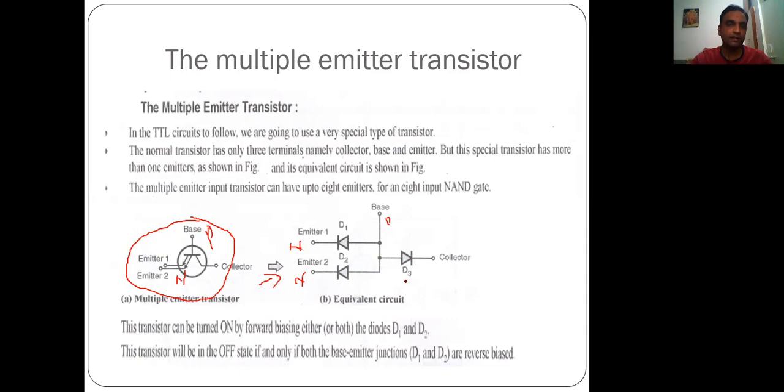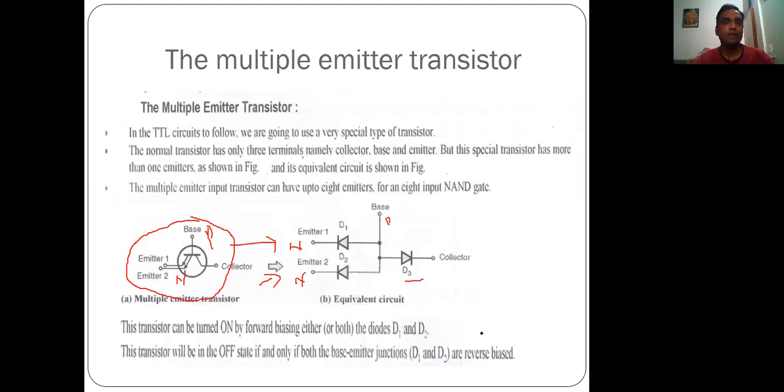And on the collector side, we will say it is another diode. So we can draw an equivalent circuit, just to understand that it will contain two diodes in the emitter-base junction. There are two emitters, so we are considering two emitters. And from the base-collector junction, we can draw another diode, D3.